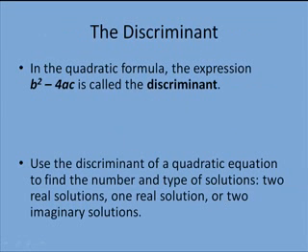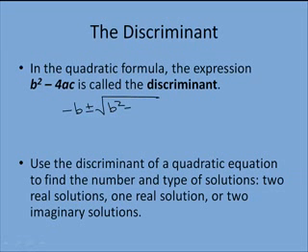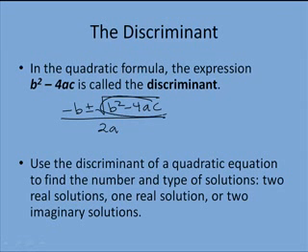Okay, now let's talk about the discriminant. In the quadratic formula, the expression b squared minus 4ac is called the discriminant. So, if you have the quadratic formula here, this part under here is the discriminant. And we use the discriminant to find the number and type of solutions. Do we have two real solutions, one real solution, or two imaginary solutions?